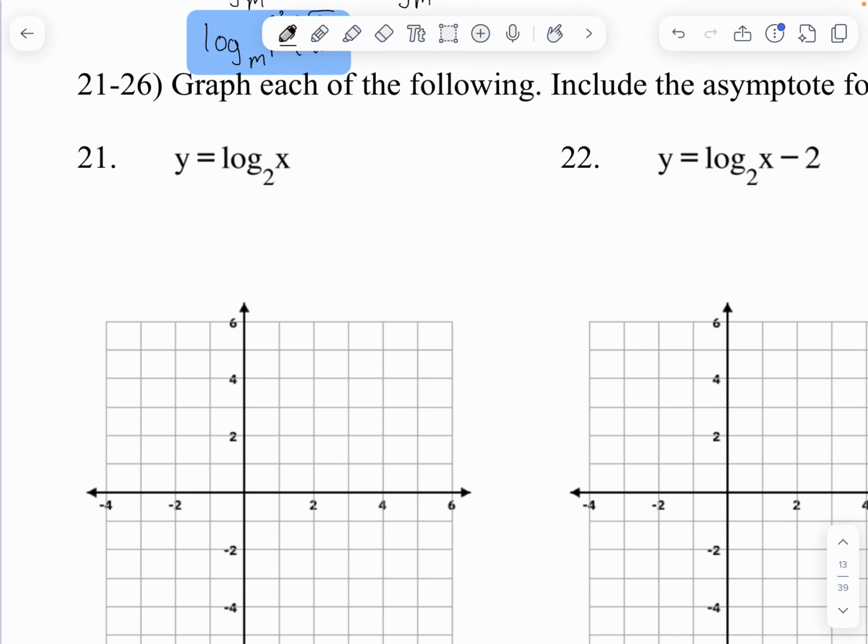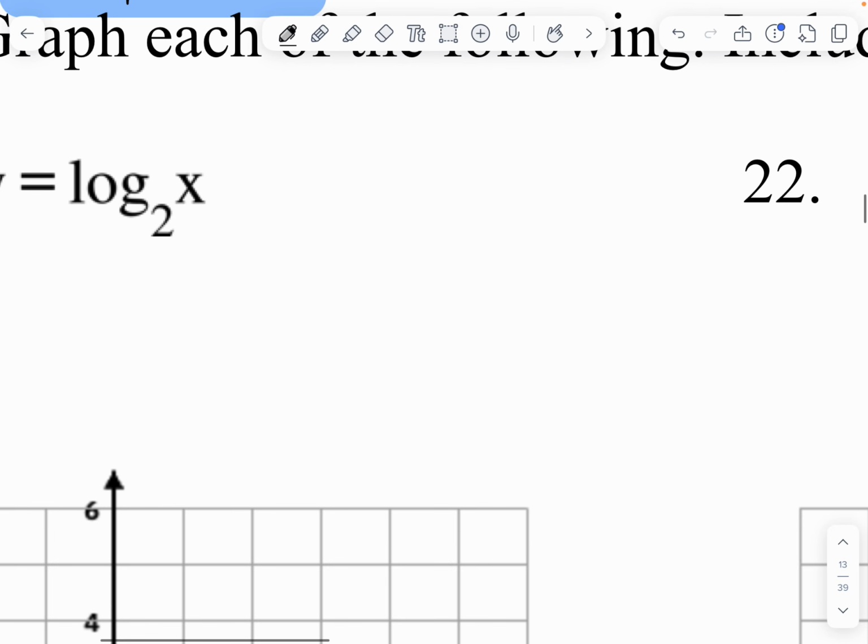Let's first understand what a logarithm is. A logarithm is just the inverse of an exponential function. So the logarithmic function is just the x and the y values of each point swapped. If you want a better understanding of what a logarithm is, you can check out my other videos.